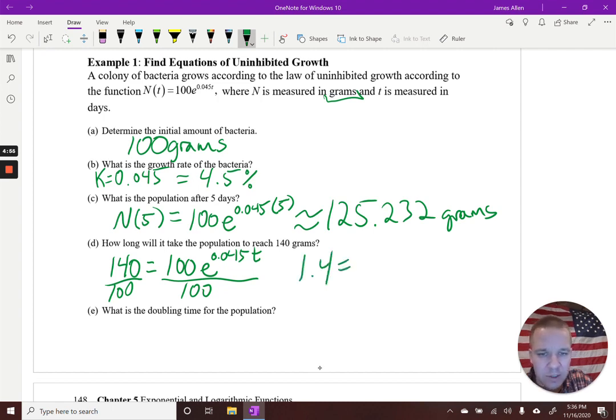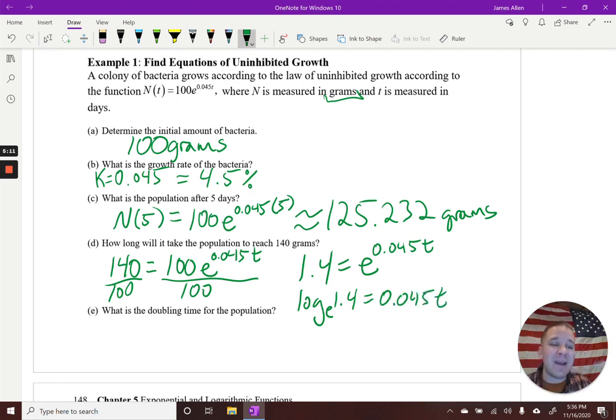So if I divide here, I'm going to have 1.4 is equal to e raised to the 0.045t. Now I can rearrange it. It'd be log base e of 1.4 is equal to 0.045t. Now in my calculator, I can just use the natural log, right? So I can type in natural log of 1.4, and I'm going to divide all that by 0.045.